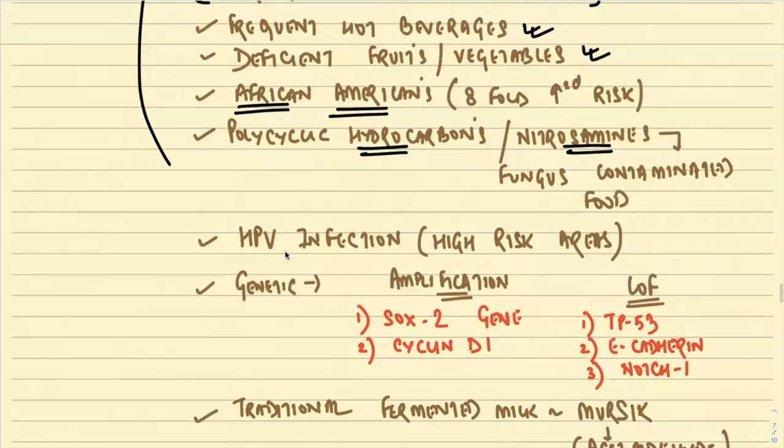Also, human papillomavirus infection predisposes to the development of oral or esophageal squamous cell carcinoma. Coming to the genetics, loss of function mutation of certain tumor suppressor genes like TP53, E-cadherin, and NOTCH1 predisposes to the development of squamous cell carcinomas. Similarly, amplification of the SOX2 gene or cyclin D1 are also involved in the causation of squamous cell carcinoma.